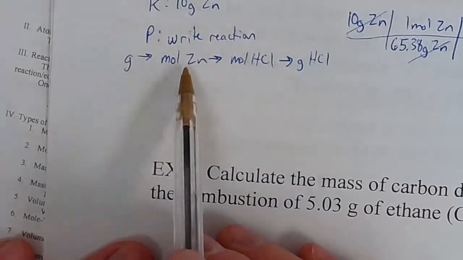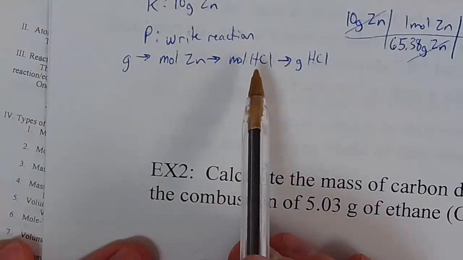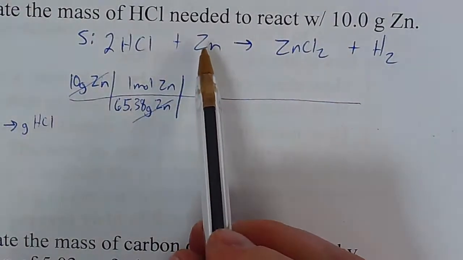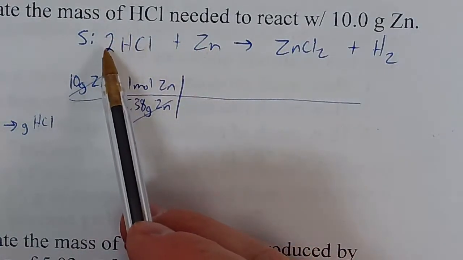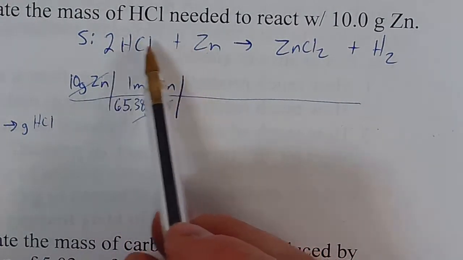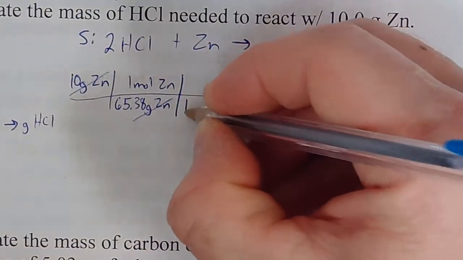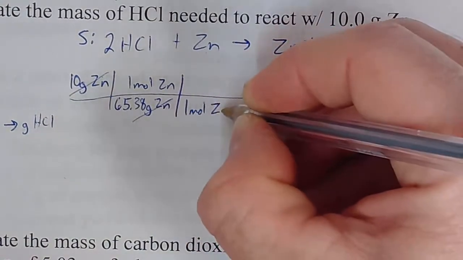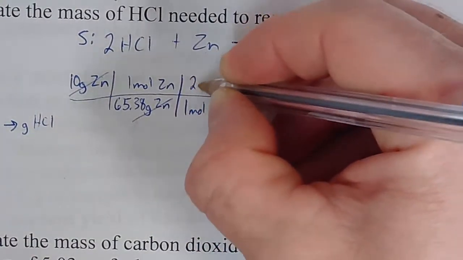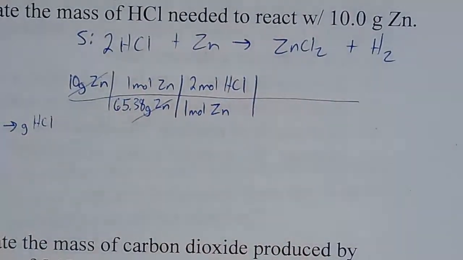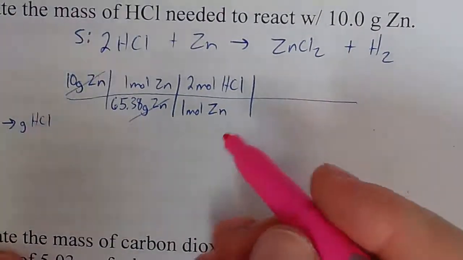Our next step is to convert from moles of zinc to moles of hydrochloric acid. Now, we know that for every 1 mole of zinc, there are 2 moles of hydrochloric acid. So we're going to use these coefficients from the balanced chemical equation to make this next conversion. Right. And again, that's the only new thing that we're doing in this unit.